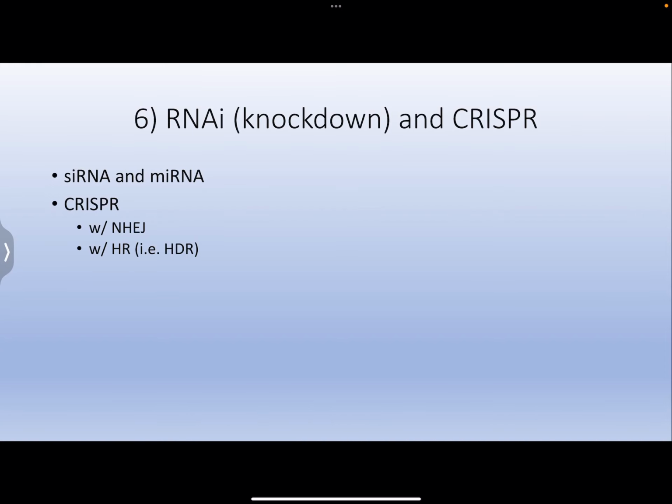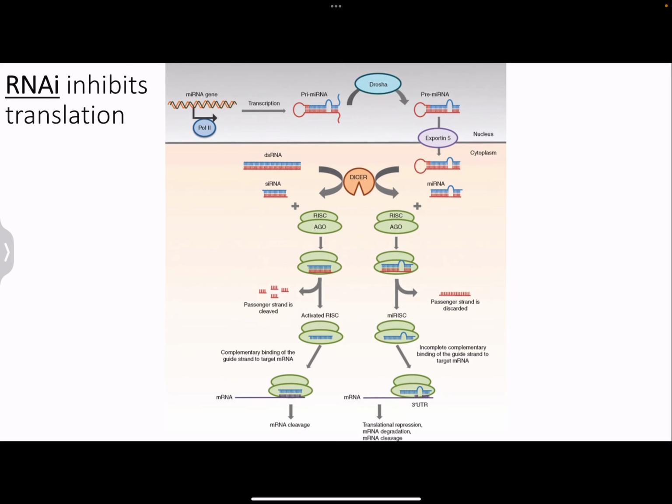All right, last section, we're going to talk about RNA interference, which is known as knockdown, and CRISPR. Now, CRISPR can be knockout if it's teamed up with NHEJ, but if you do it with homologous recombination, well, this is where the whole genetic engineering thing comes into place. We can swap genes effectively. So RNA interference is all about inhibiting translation.